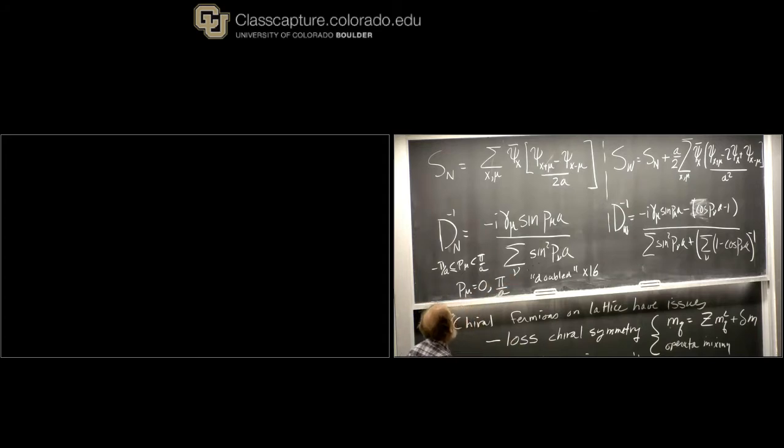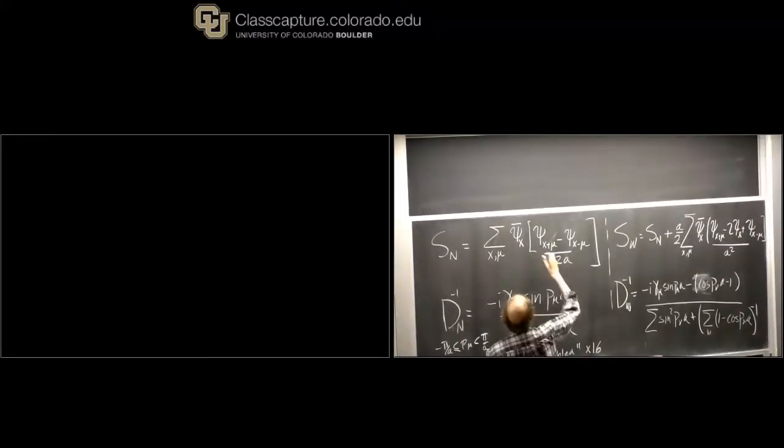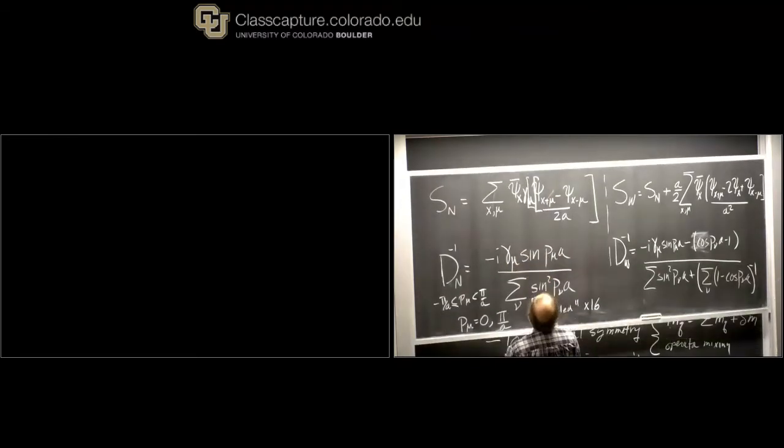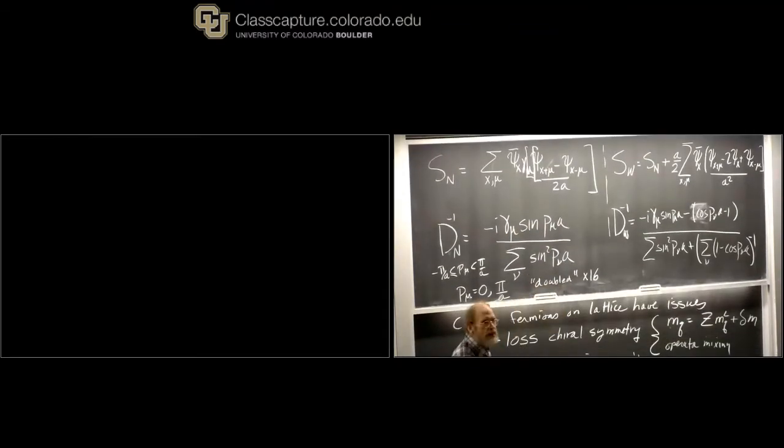It's still chiral, right? You know, this guy, the action, and he commutes with gamma 5. You could put projectors on this guy. This guy is chiral, okay, but he's doubled.